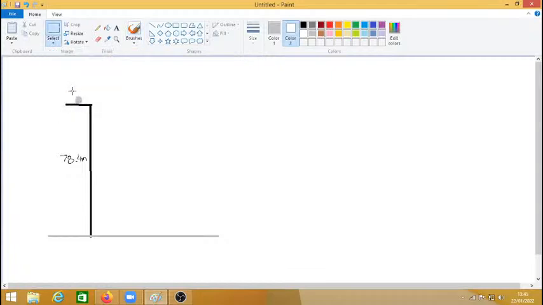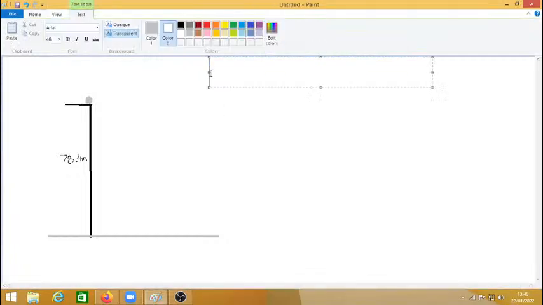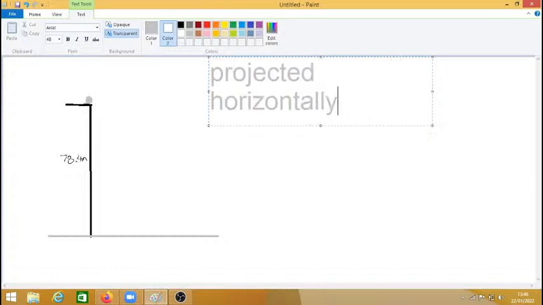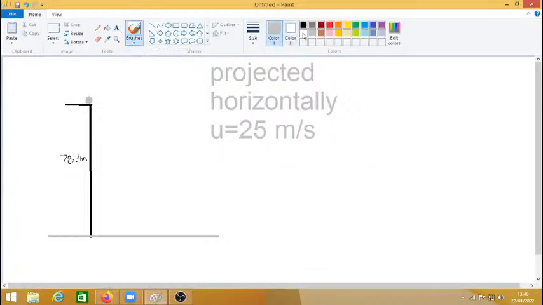So it's projected, meaning thrown from the edge at a horizontal velocity of 25 meters per second. Notice that's the horizontal velocity. So it's projected horizontally, meaning it's thrown horizontally at an initial velocity of 25 meters per second. Let's draw that in using a vector.